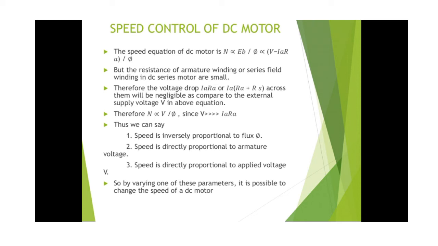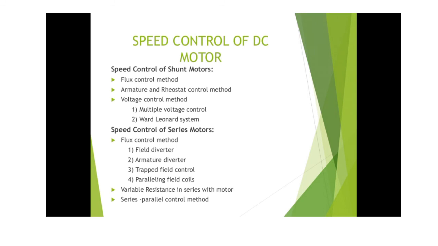Thus, we can say speed is inversely proportional to flux. Speed is directly proportional to armature voltage. Speed is directly proportional to applied voltage. So by varying one of these parameters, it is possible to change the speed of DC motor. Speed control of DC motor.